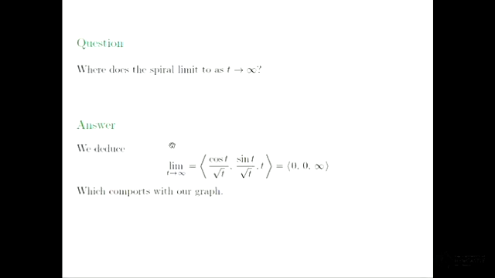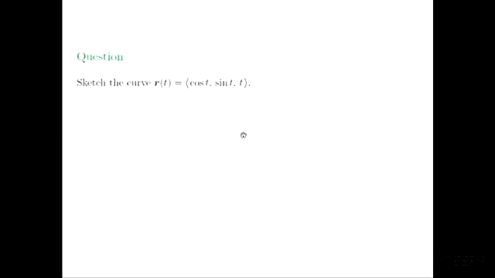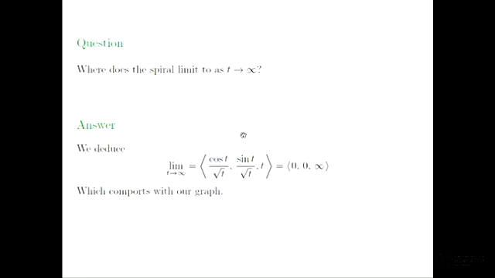Okay, so we deduce that the limit as t goes to infinity on this space curve is 0, 0, infinity, because I'm just taking the limit on each of these, right? The top here is bounded by -1 and 1, and if you divide that by something huge, it goes to 0. Sine t is bounded by -1 and 1. If you divide that by something huge, it goes to 0. And t is free, so we go to infinity, right? So that's what's happening here.